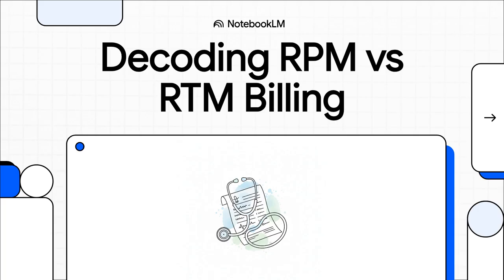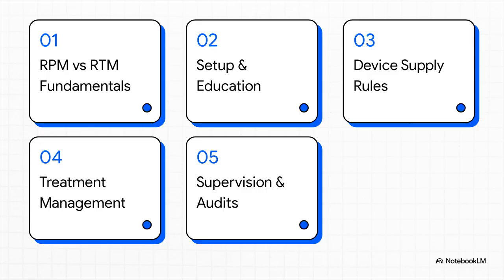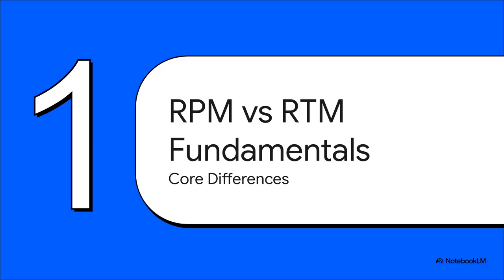We've got a lot of detailed CPT rules to cover today, specifically focusing on codes 99453 through 99458, as well as the 98975 through 98981 series. My goal today is to give you total clarity on these guidelines so you can capture the right revenue while staying perfectly compliant. Today, we're covering RPM versus RTM fundamentals, initial setup and education, device supply rules, treatment management, and finally, supervision and audits. Part 1, RPM versus RTM fundamentals.